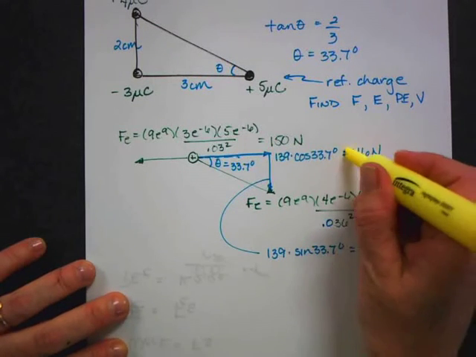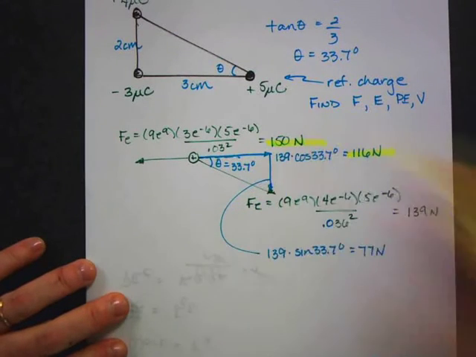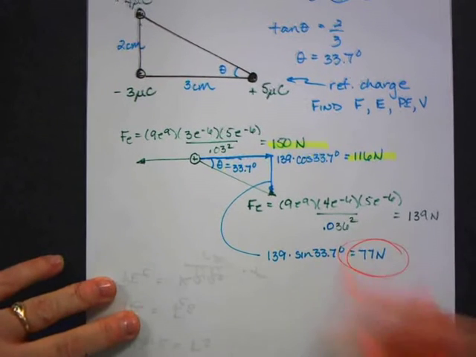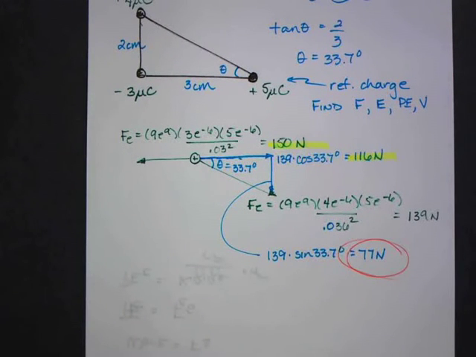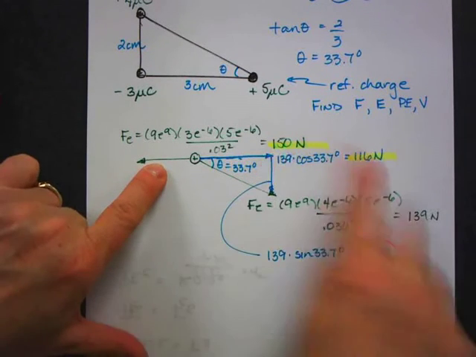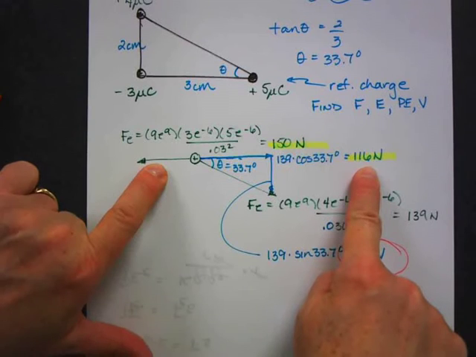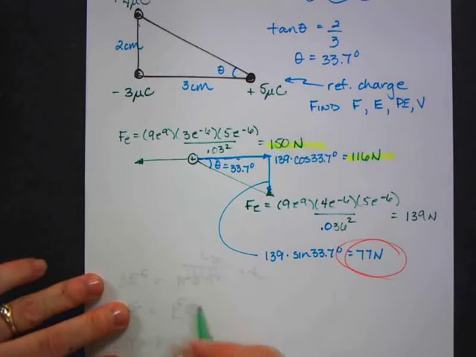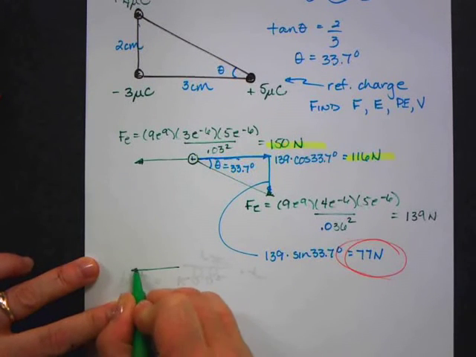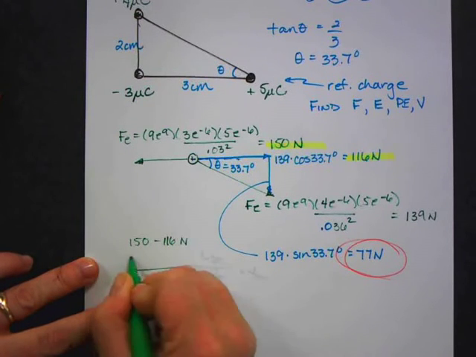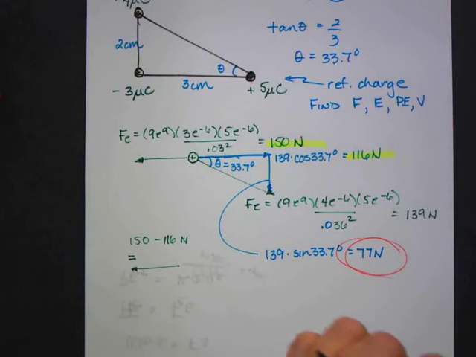So now we have everything in vertical and horizontal terms. This is a horizontal vector, and this is a horizontal vector. This is our only vertical vector. Okay? So these two horizontals pull to the left and to the right. So what would you do to find the final horizontal? Subtract them. Which way will win? To the left. Good. So to the left I have 150 minus 116 newtons.